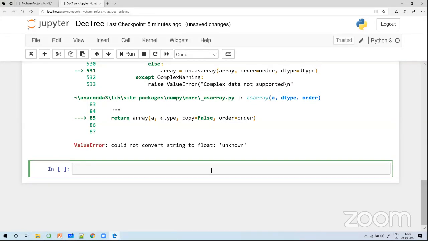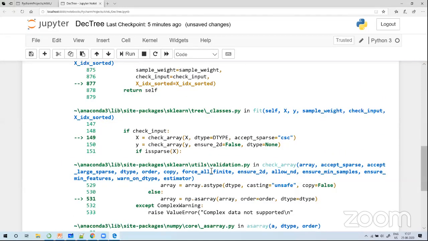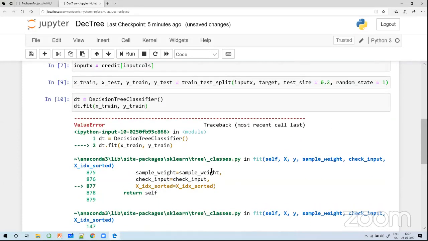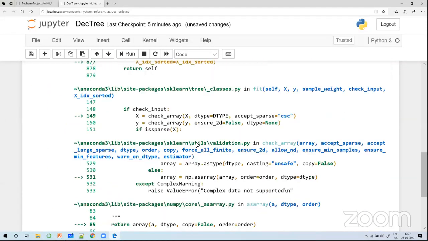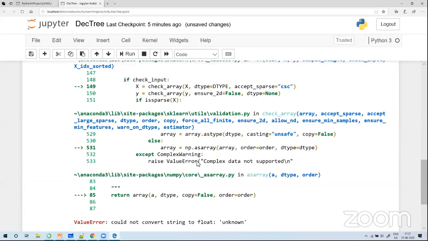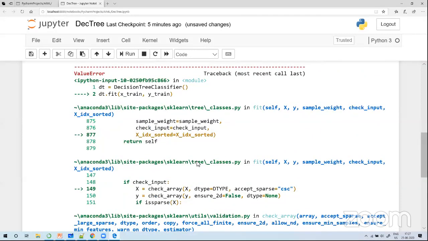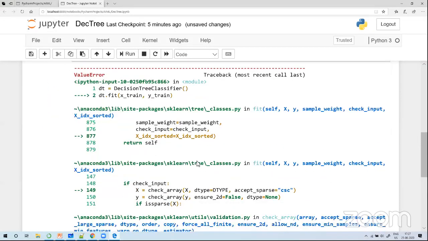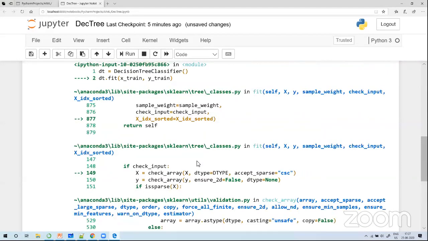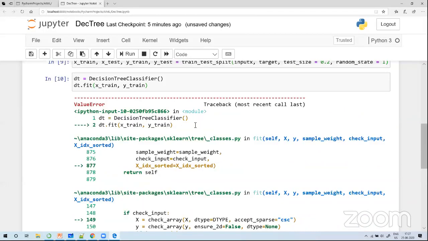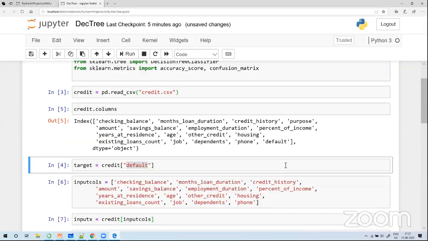Why does it say did not convert? Did we not run this step? Okay. Yeah, we forgot one step. We have to convert them to dummies. Should not be the case.